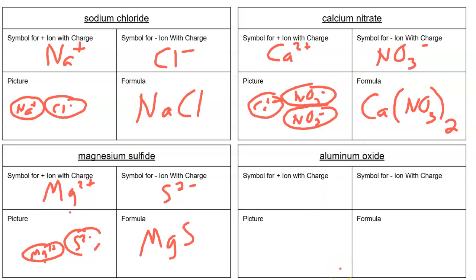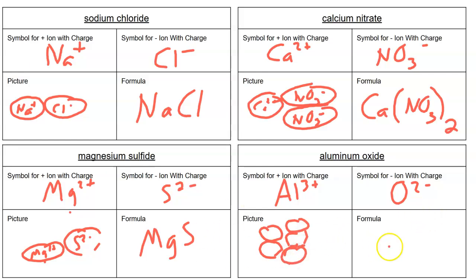How about aluminum oxide? Al3+ and O2-. This is from using our periodic table. Here, I'm not going to have enough room to draw the picture, but you can draw it on yours. You're going to have 2 aluminum pieces. I'll just draw the circle. And 3 oxide pieces on your picture. How am I going to write this? Well, there's 2 aluminum, so Al2, and there's 3 oxides, O3. This formula would be Al2O3.